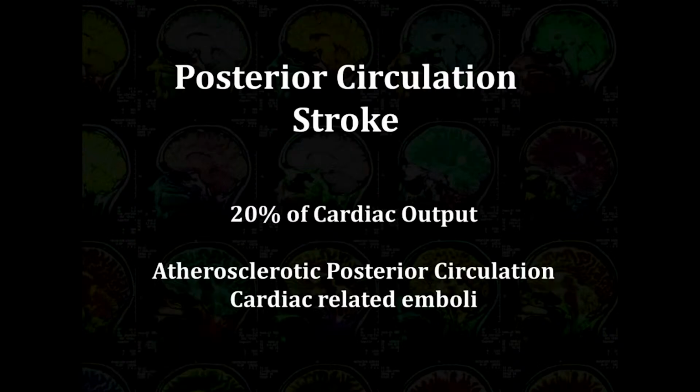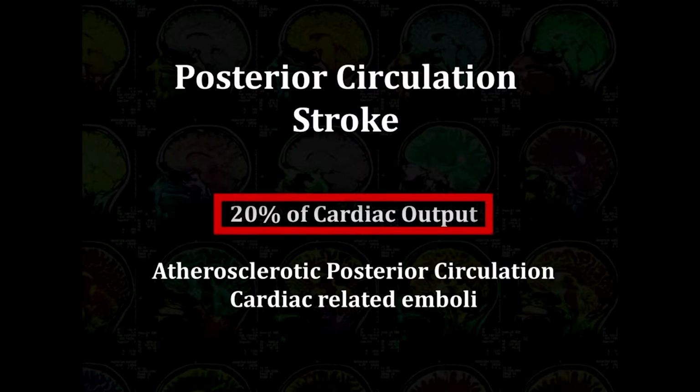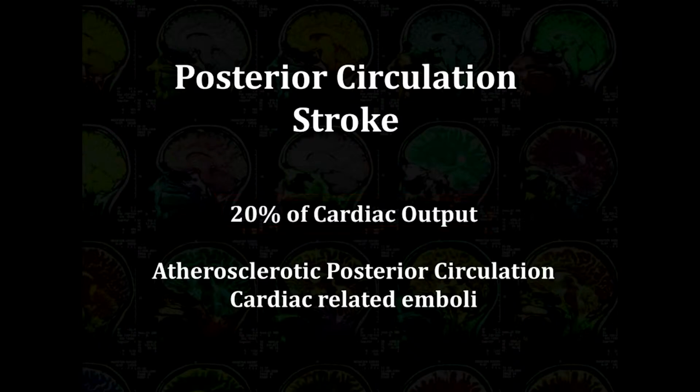And then when we look at the other side, the posterior circulation stroke, 20% of our cardiac output is devoted to this area of the brain. This is where you're also going to see atherosclerotic vessels, really focusing on embolic strokes. And we see a lot of these strokes come from our heart, as we all know.